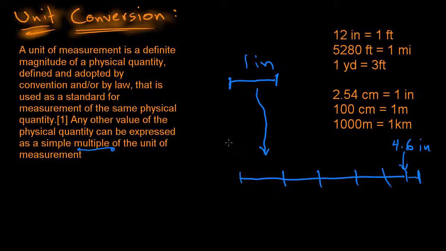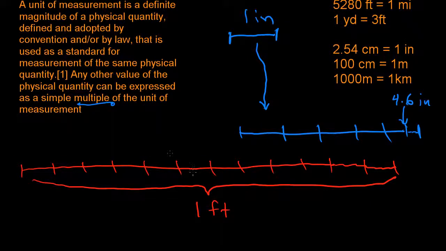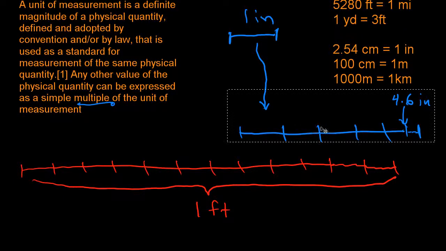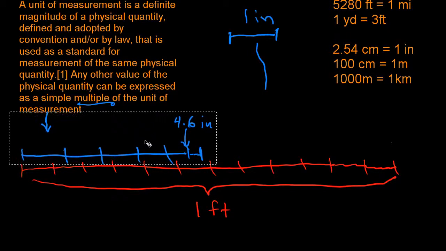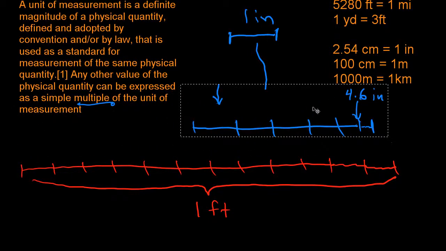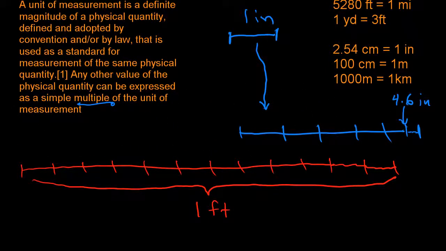Well, there are many different units. Say, for example, instead of inches, I wanted to measure this distance in feet. Well, we know that a foot is 12 inches long. If I'd used a foot to try and measure this distance, I might try lining it up with my foot and comparing it to see how much of the foot it is. Well, you can clearly tell that it's less than a foot.